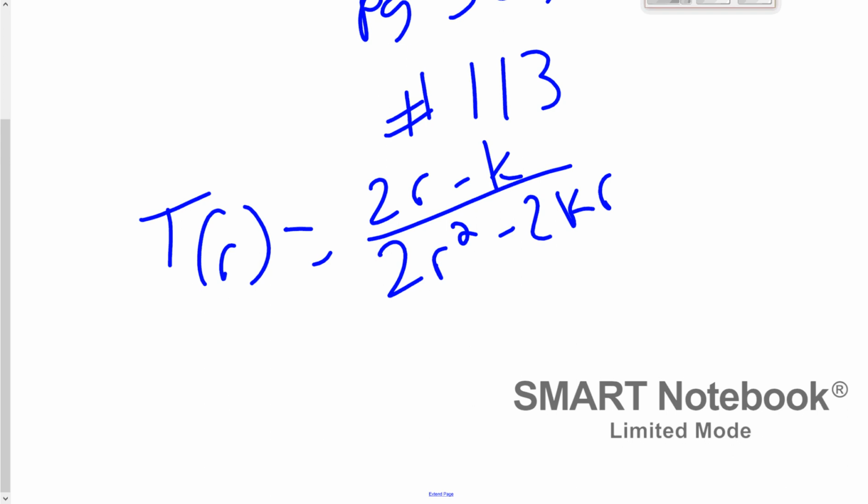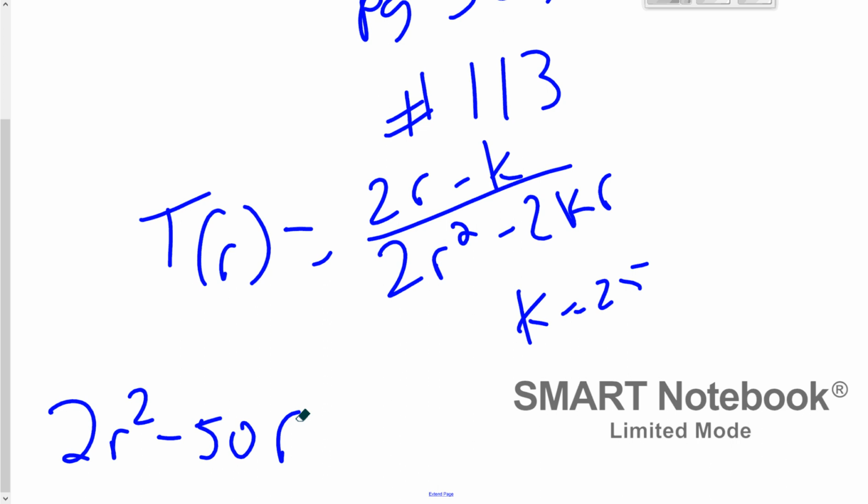So that's why a lot of these real world problems require calculators, so that's why the problem asks you to use a graphing calculator. So if you have a graphing calculator you can plug this in, and if k is equal to 25, we can enter that in. So our denominator is 2r squared minus 50r. We can plug that into the calculator and ask, okay, when t is 30, what's our r?